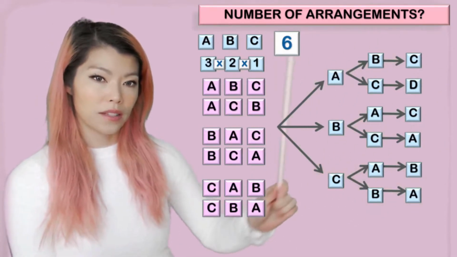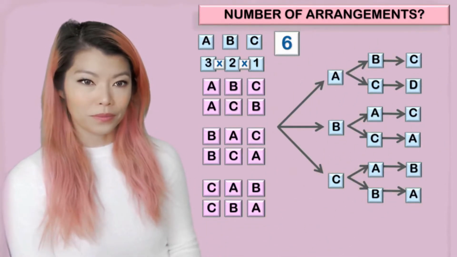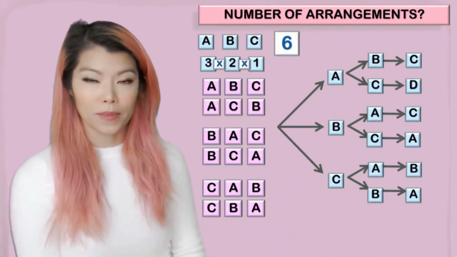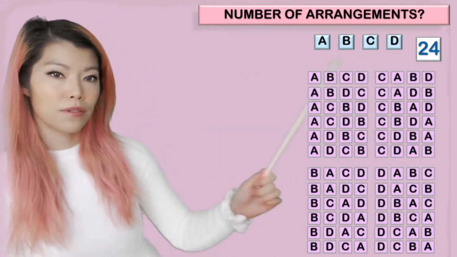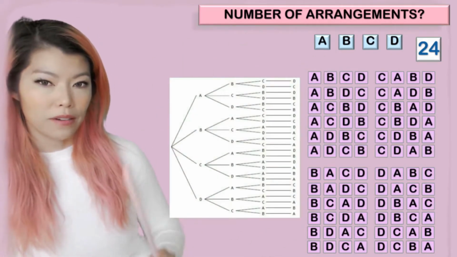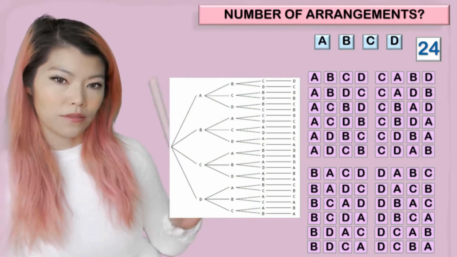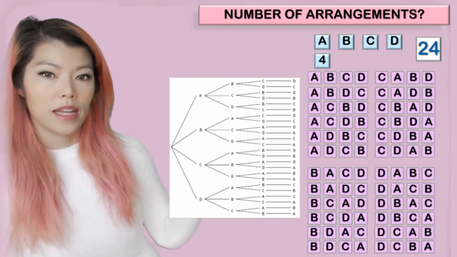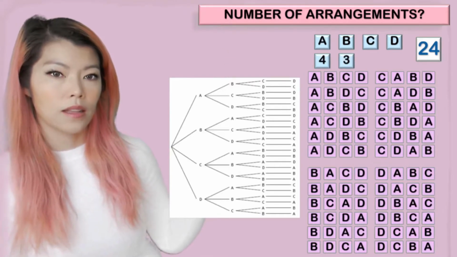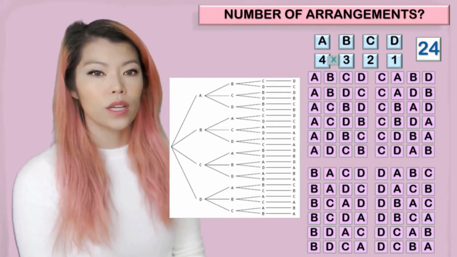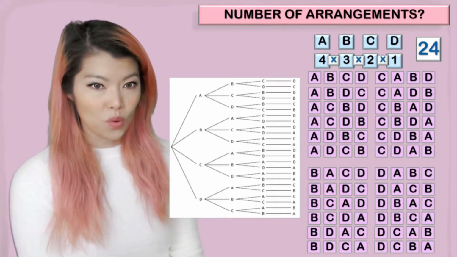And you can visualize it using this tree diagram as well. If you follow the arrows, there are 6 different outcomes. We can do the same for that 4 letter arrangement, but the tree diagram is going to take a while, so I've just screenshotted one there for you. So you can pick 4 things first, and then you can pick 3 things in the second space, you can pick 2 things, and then 1 thing. So 4 times 3 times 2 times 1.